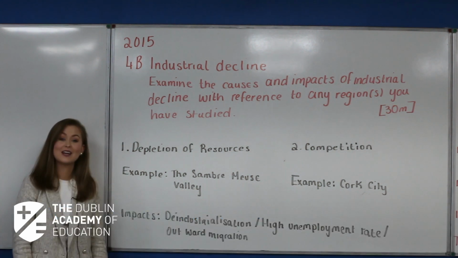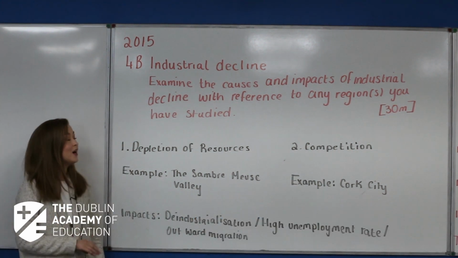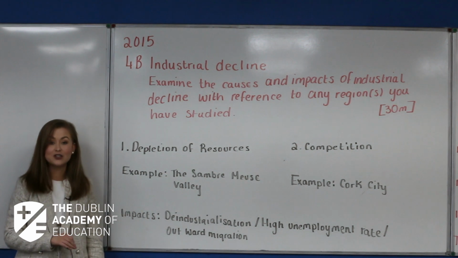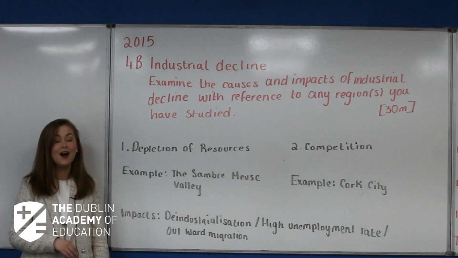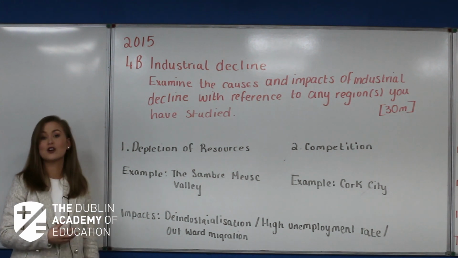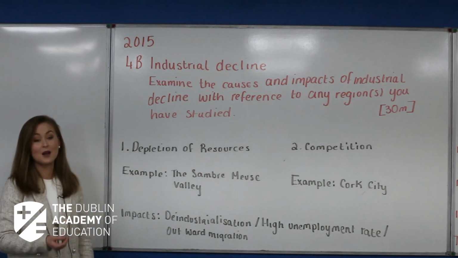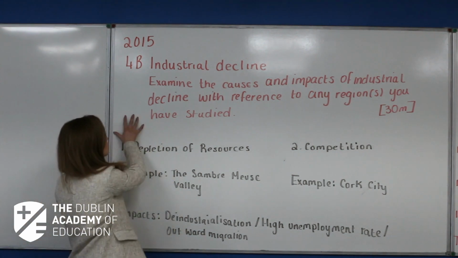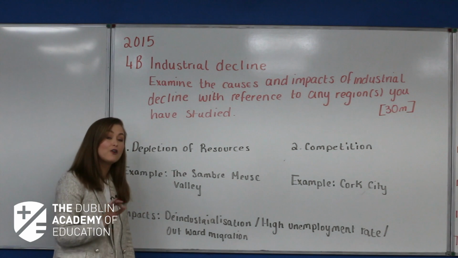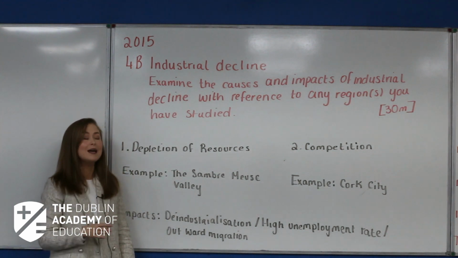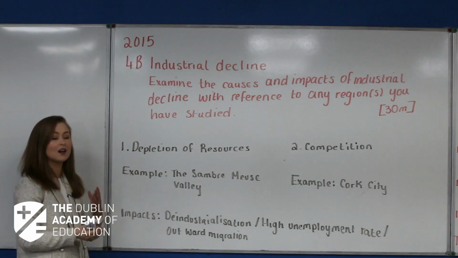Today what we're going to be looking at is our Core 2, our regional geography. Now our regional geography is question 4, question 5 and question 6 on our exam paper. The same as our physical geography, the same structure, the same timing and marking scheme applies. Now, what we're going to look at today is a question that hasn't come up since 2015, so very, very likely for the 2020 exam. And what it is, it's industrial decline.